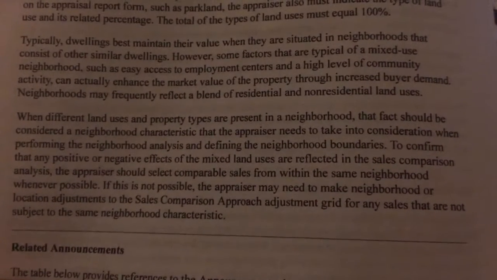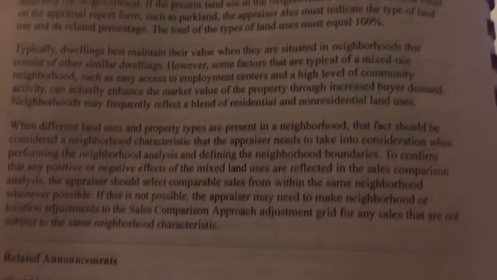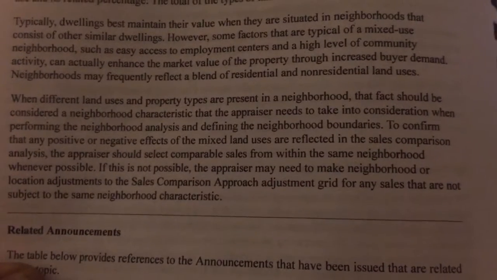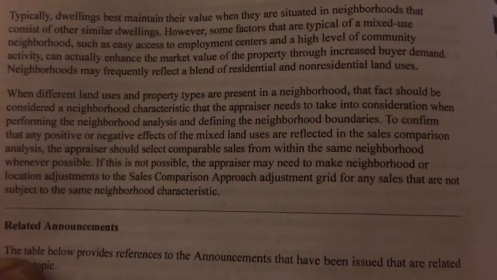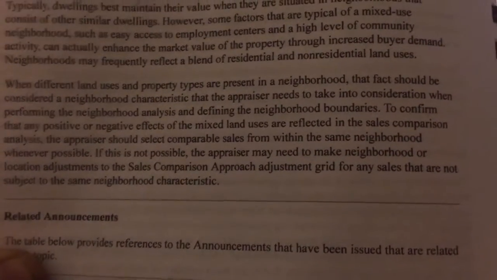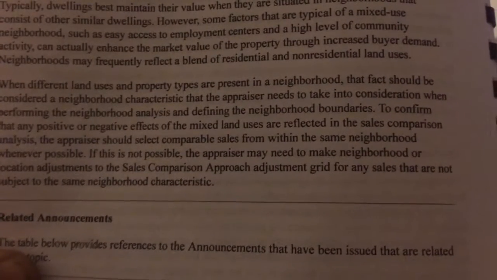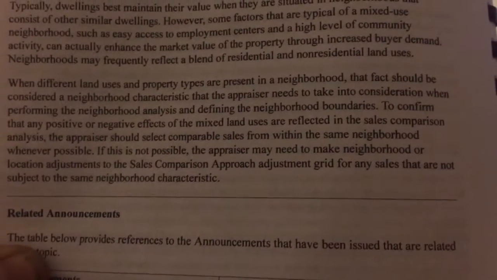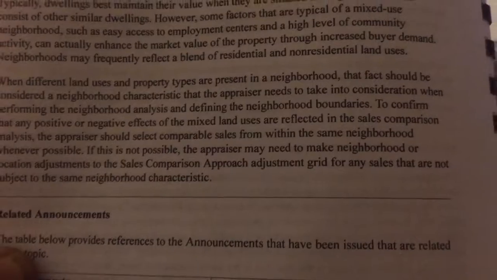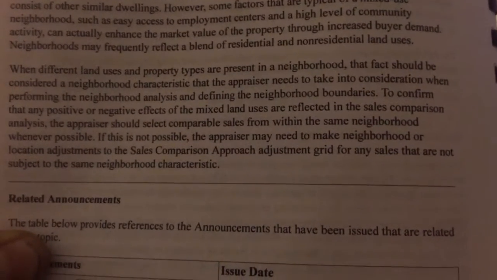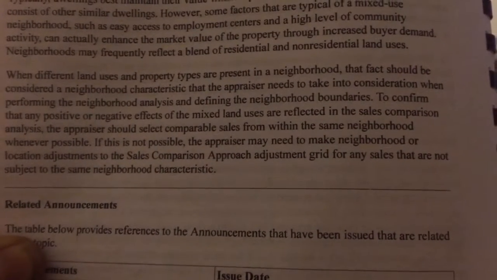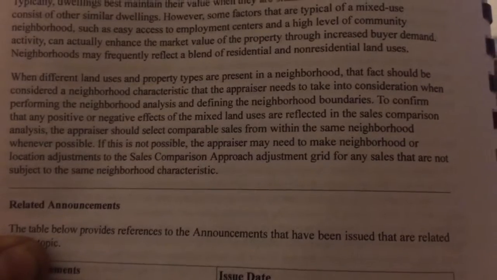When different land uses and property types are present in a neighborhood, that fact should be considered a neighborhood characteristic that the appraiser needs to take into consideration when performing the neighborhood analysis and defining the neighborhood boundaries. To confirm that any positive or negative effects of the mixed land uses are reflected in the sales comparison analysis, the appraiser should select comparable sales from within the same neighborhood whenever possible.